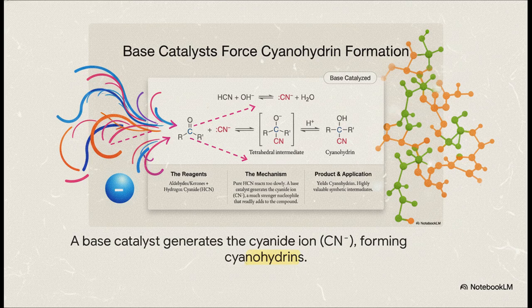Now, on its own, HCN is actually a pretty weak nucleophile, so the reaction is painfully slow. But chemists have a trick. They add a little bit of base, which rips the hydrogen off, creating a negatively charged cyanide ion. And that ion is a much stronger attacker. When it hits a carbonyl, it forms something called a cyanohydrin, which is an incredibly useful building block for making even bigger, more complex molecules.